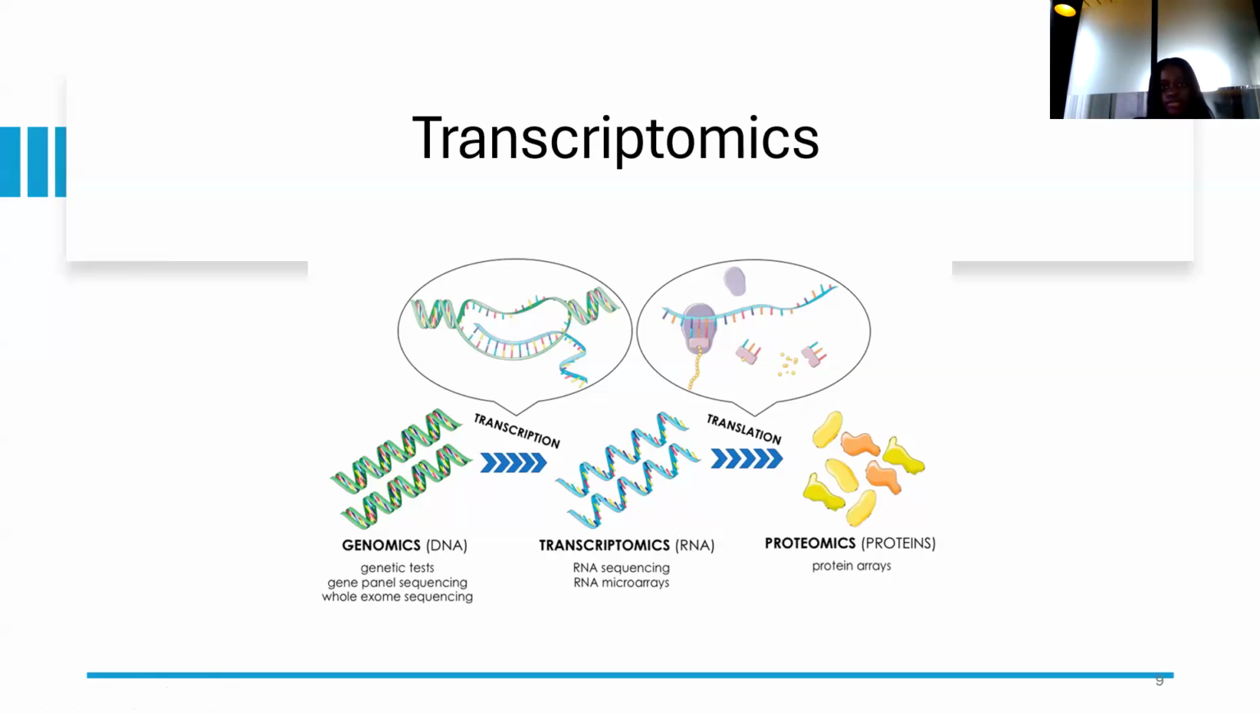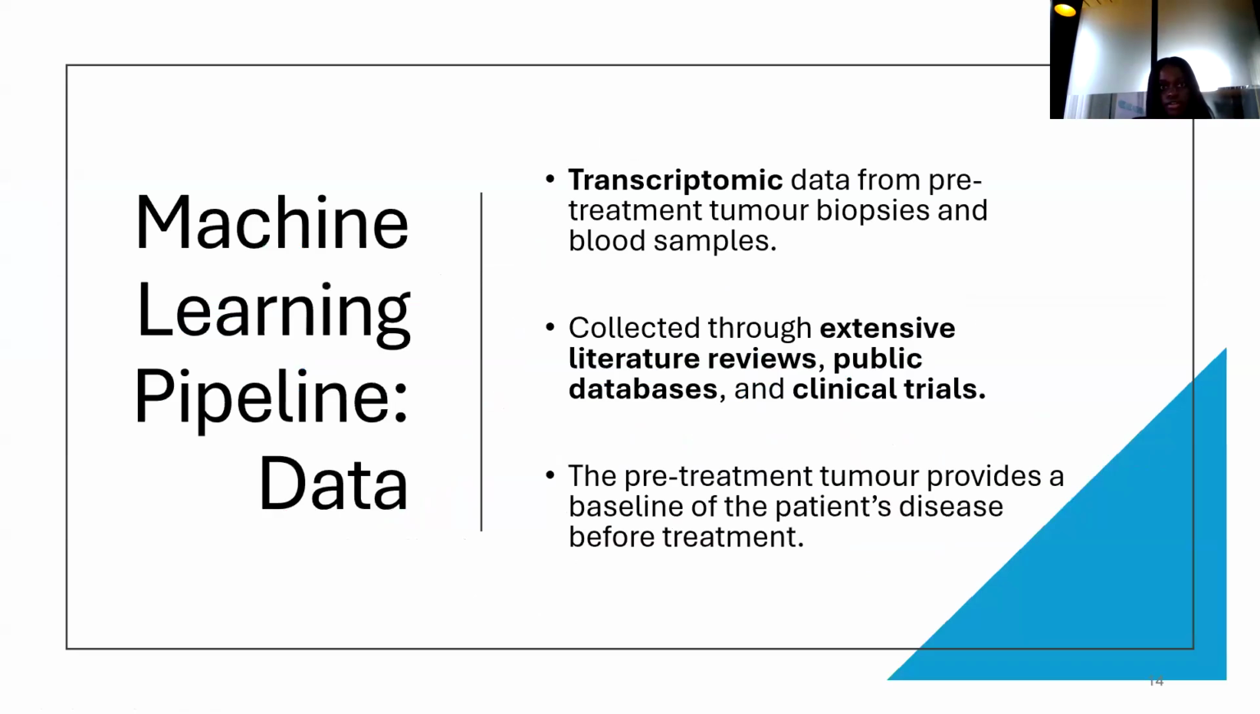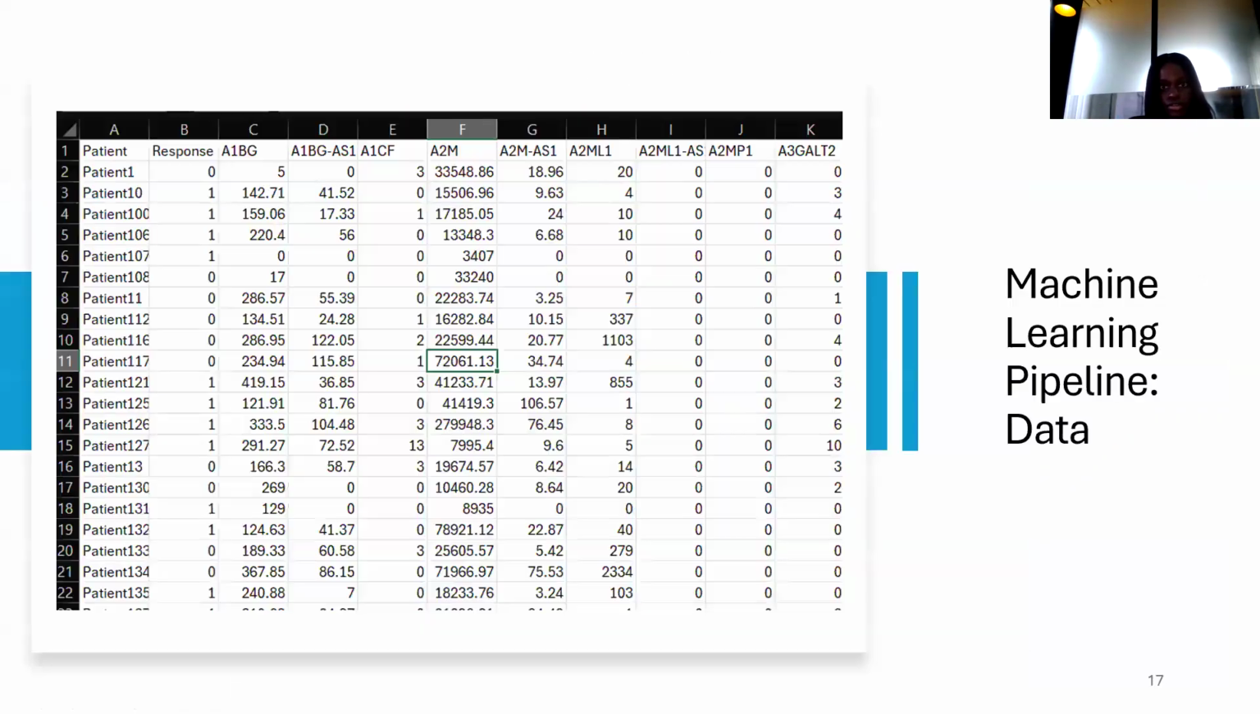So the data that I have, I'll go to this slide first. The data that I have is basically anonymous data, made unidentifiable. And then you'd have the response, so the data of whether or not the patient responded to the therapy. And then these here are the different genes.